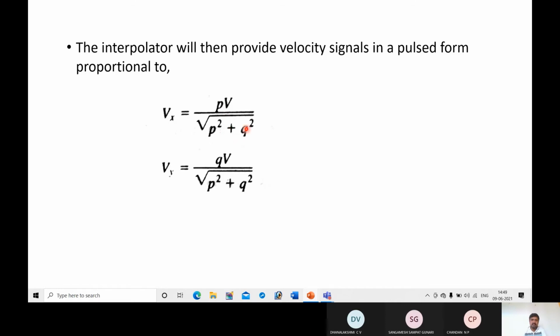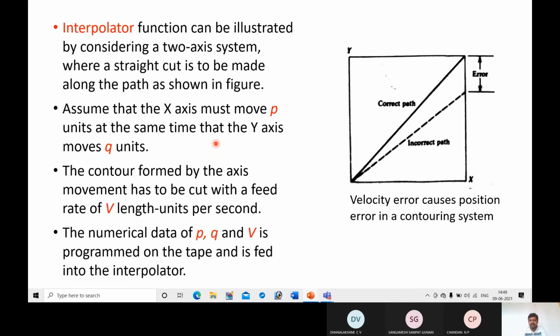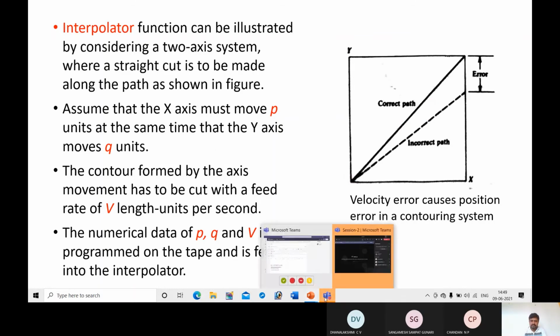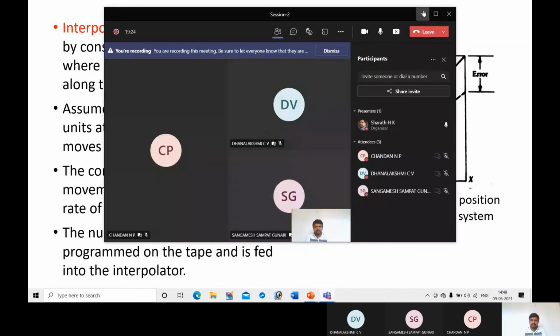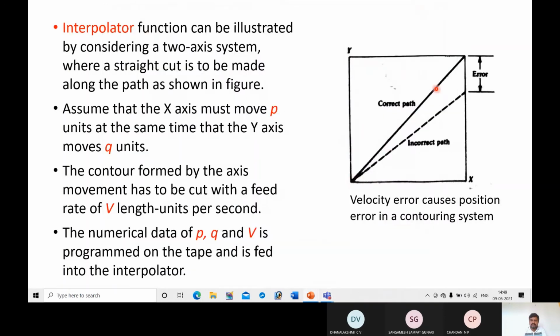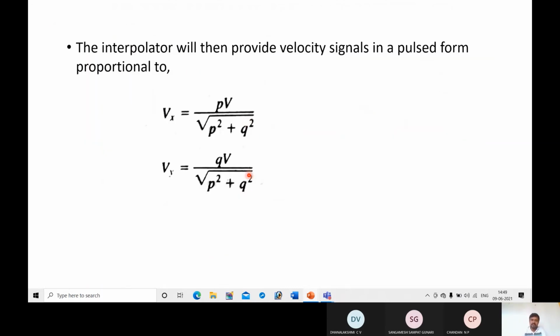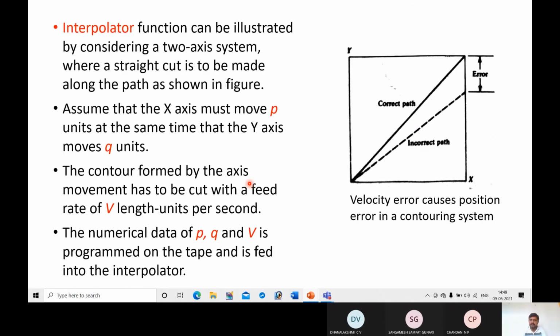Then the square root of P squared plus Q squared is the path in which the tool has to move. Based on the Pythagoras theorem, this is a right angle triangle, so this will be the hypotenuse. This will be P, this will be Q, and this is the hypotenuse.